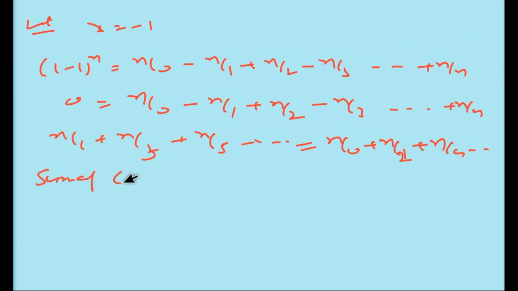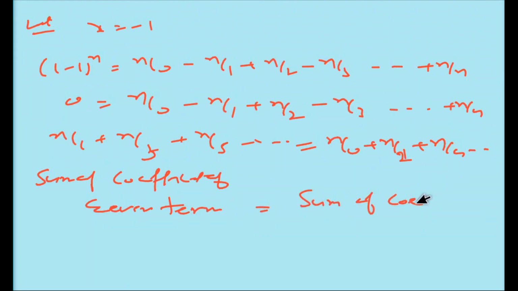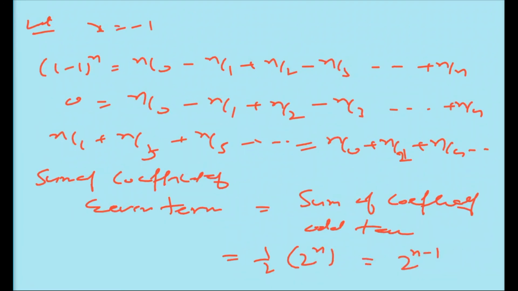Sum of coefficient of even term is equal to sum of coefficient of odd term. Hence it is proved, student, right? So student, using this formula we can say this will be half of total sum, and the total sum was 2 to the power n, so we can get 2 to the power n minus 1.